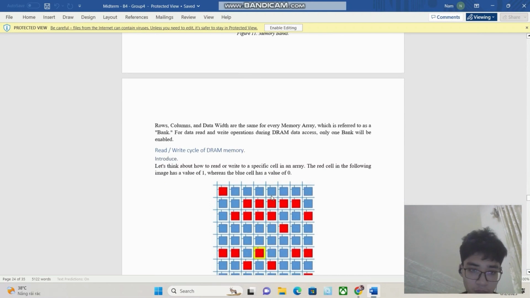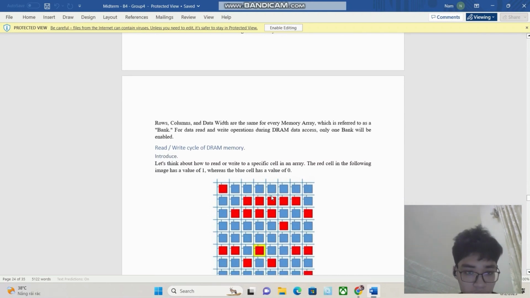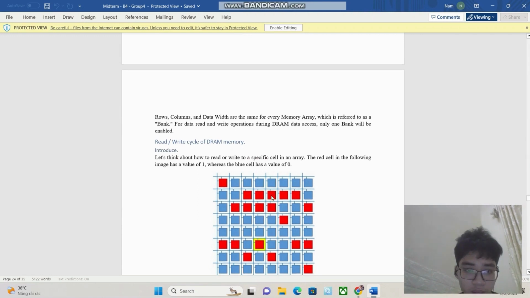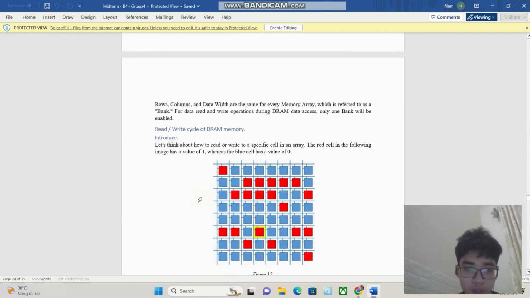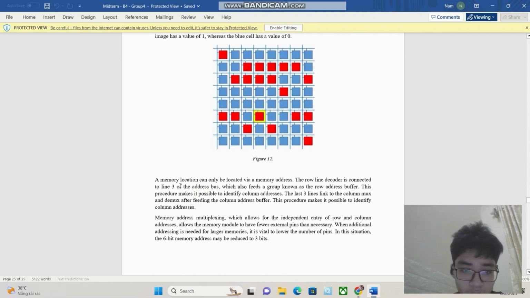Now we will discuss the read and write cycle of DRAM memory. And we will introduce some information about how to read or write to a specific cell in an array. The red cell in the following image has a value of 1, whereas the blue cell has a value of 0. A memory location can only be located via a memory address.